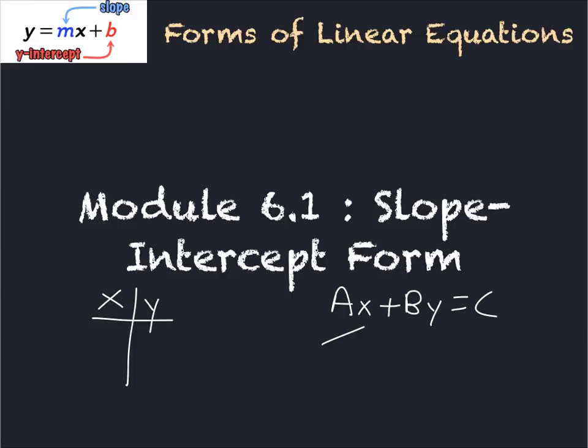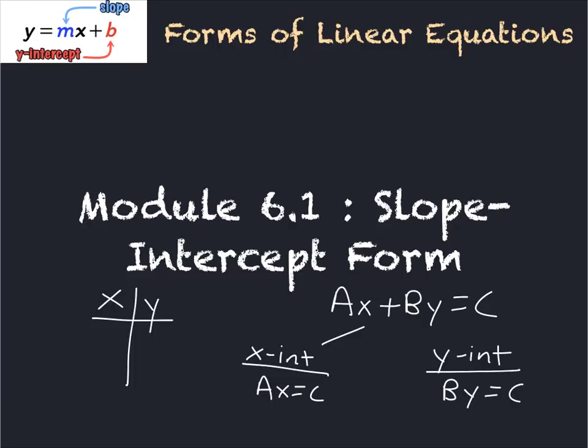would be to find the intercepts, right? The x-intercept would mean that your y would be 0, so the x-intercept would just be ax equals c. And to find your y-intercept, when an equation was written in standard form, that would mean that x was 0, so that would be by equals c. And then once we got those 2 points, we just plotted them on a coordinate plane, and we connected them with a line, a linear graph.